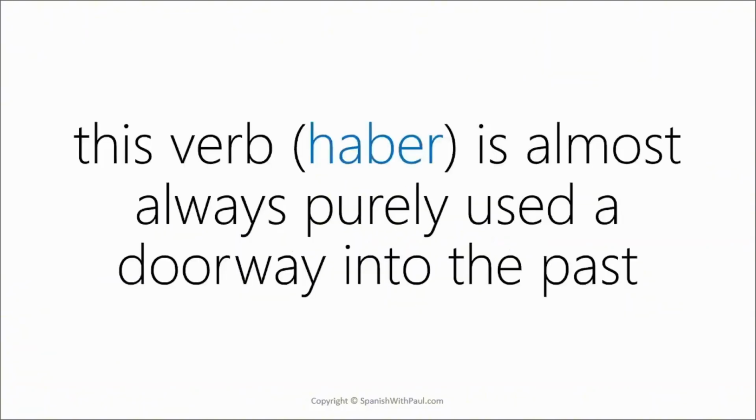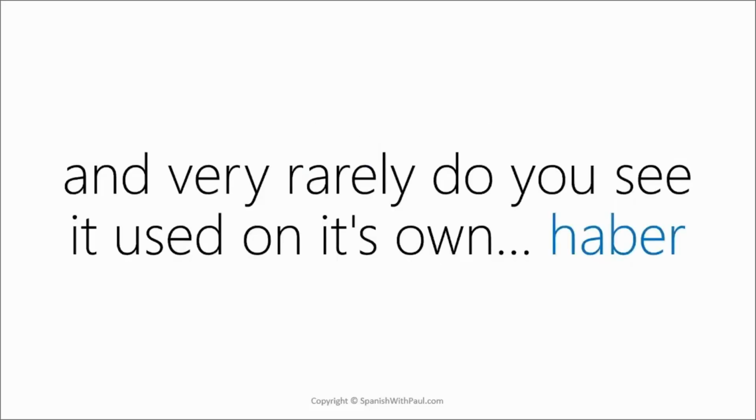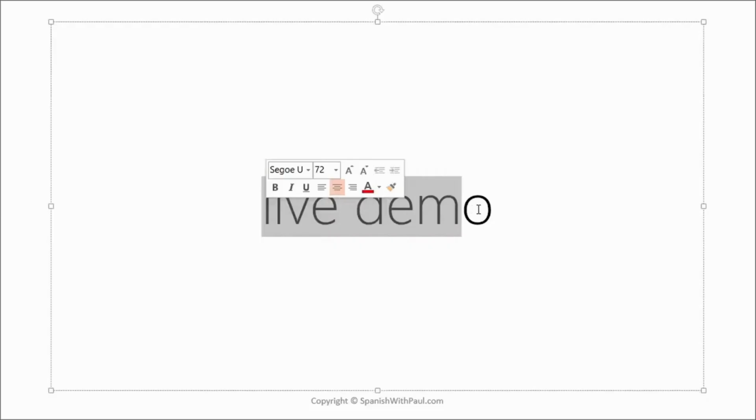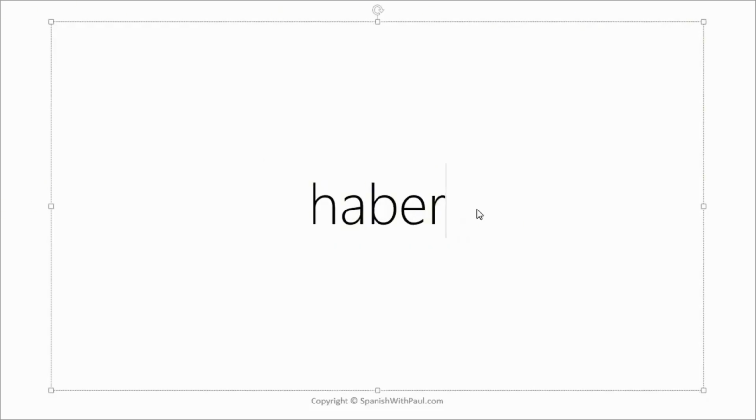But the thing is that this verb haber is almost always purely used as a doorway into the past. It's like a stepping stone that opens the past, this have past. That's how we use it. And very rarely do you see it used just on its own, like in a sentence, haber. So it's really just an auxiliary verb for the past tense. So we have this verb, let's put it in here, haber. And we're going to conjugate that in the present tense.